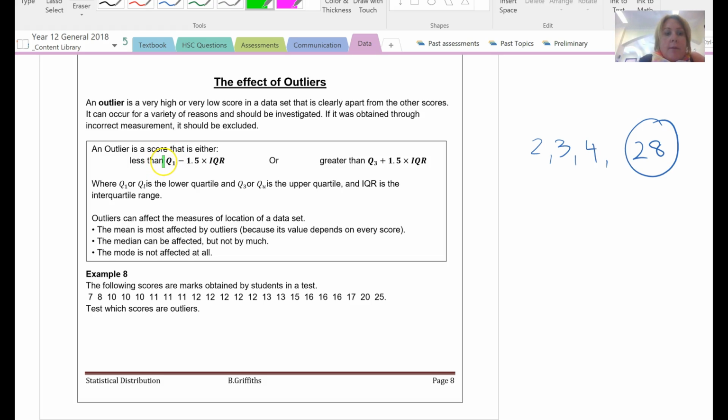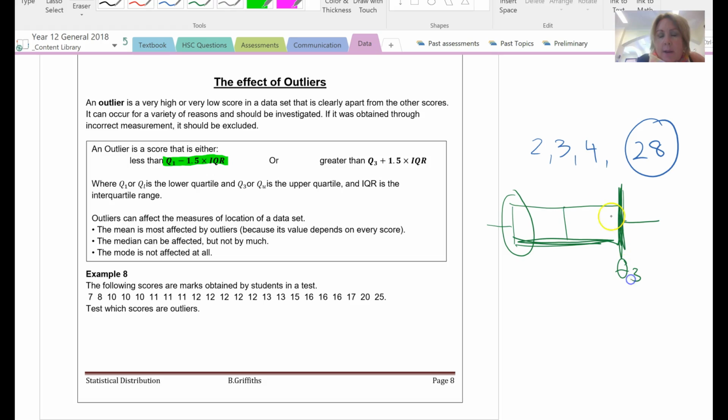So it's an outlier if the score is less than 1.5 times the interquartile range below the lowest quartile. Let's not forget that the lowest quartile, if I'm looking at a box and whisker plot, is here. So if the outlier is more than 1.5 times the interquartile range below it, then it's an outlier. Similarly up this end, if it's greater than 1.5 times the interquartile range above the upper quartile, it would be. Obviously, to work it out, you need to find the quartiles and the interquartile range.